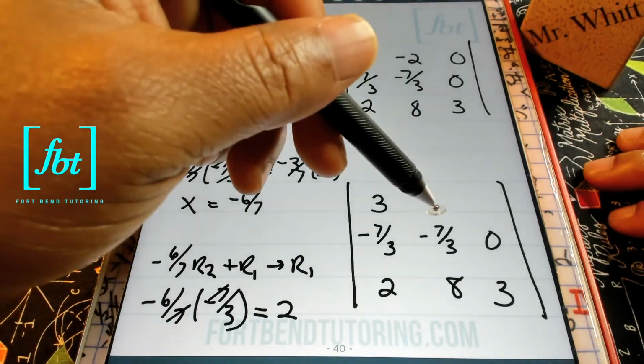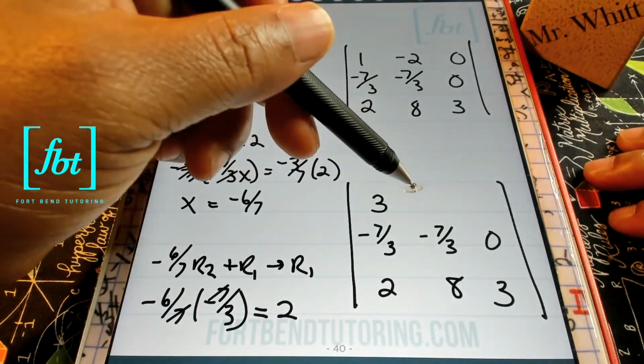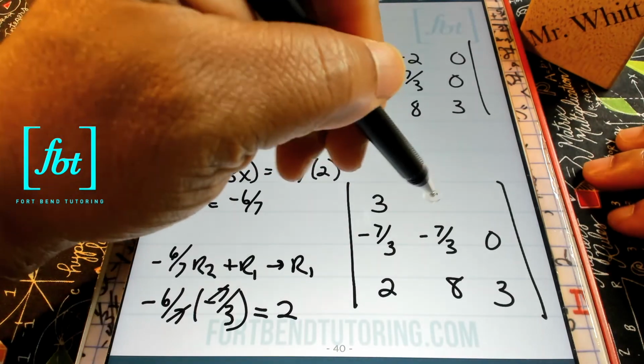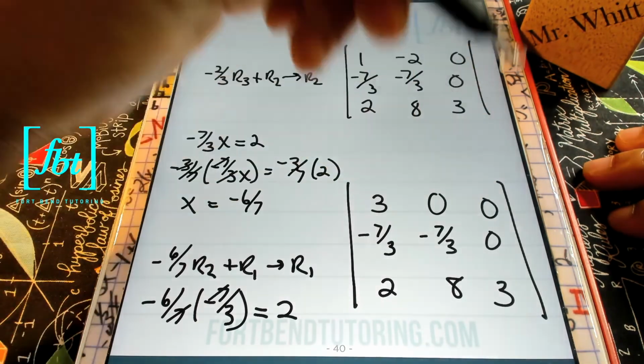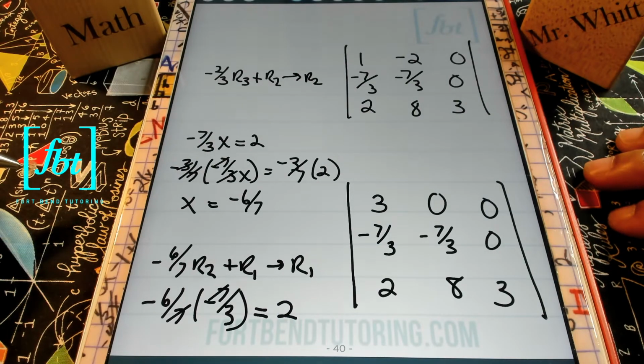Next, you're multiplying negative 6/7 times negative 7/3 to get 2 again. And 2 and negative 2 combine to give you 0. And then negative 6/7 times 0 is your friend, because it's 0. And 0 plus 0 is still 0. There you go. You now have a triangular matrix.